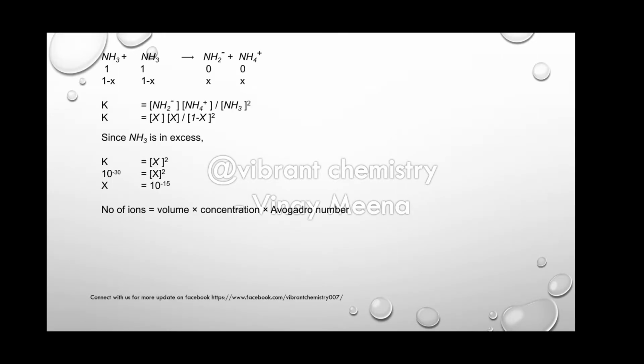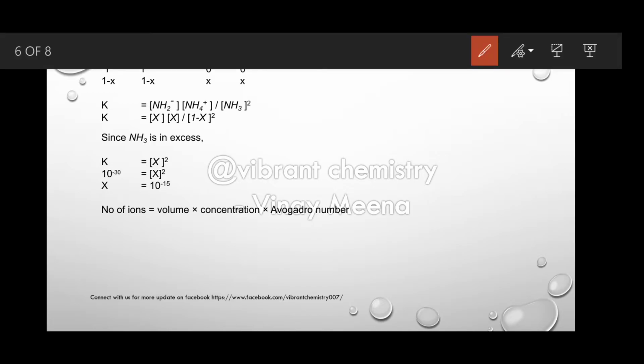Now if we assume that the initial concentration of the ammonia was 1, then at equilibrium, that means when ionization takes place, X amount of the ammonia gets converted into NH2 negative and NH4 positive. So this is the X amount for the NH2 negative and NH4 positive. If I write the expression of the equilibrium constant, it is the concentration of the products over the concentration of the reactant. The concentration of the product is X square, and the concentration of reactant is 1 minus X.